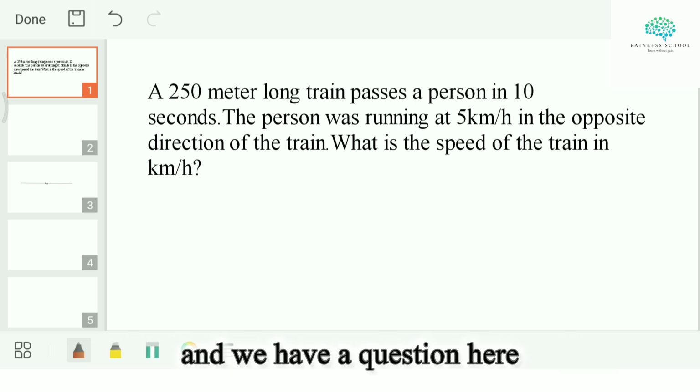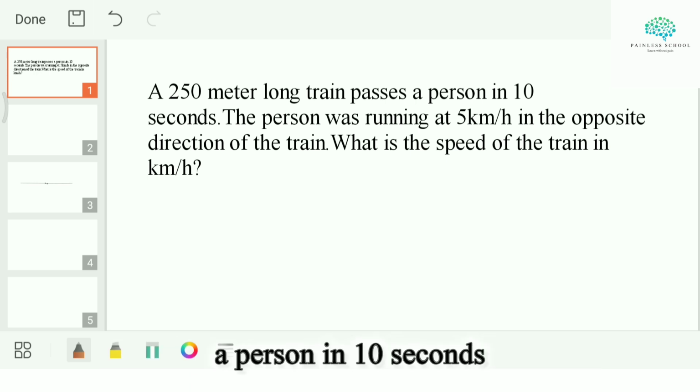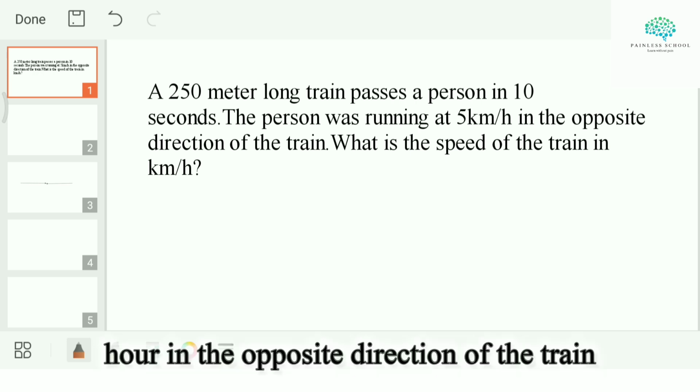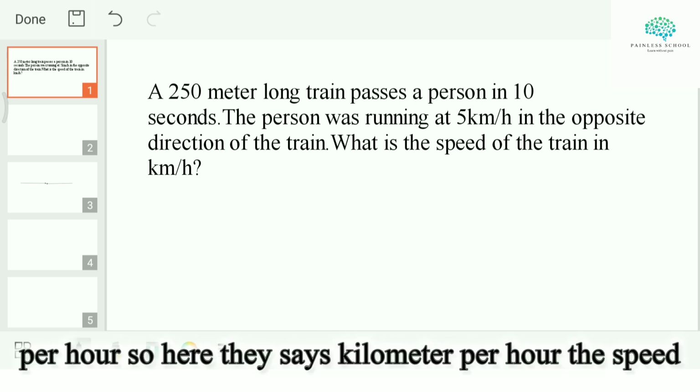And we have a question here, and it says a 250-meter long train passes a person in 10 seconds. The person was running at 5 km per hour in the opposite direction of the train. What is the speed of the train in kilometer per hour?